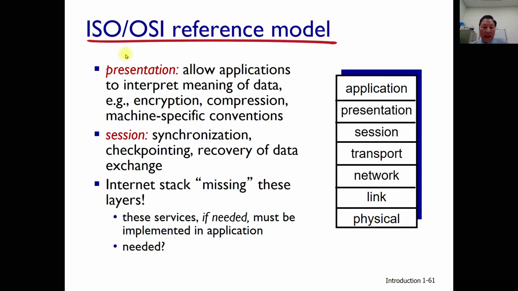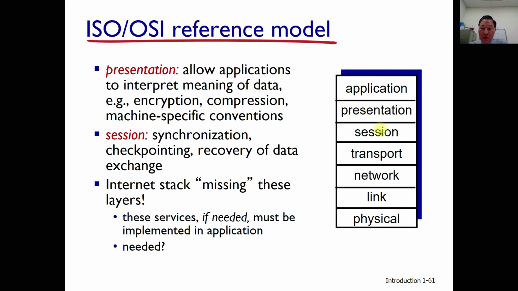Among many standard bodies, this is the International Organization for Standardization. This organization tries to make standards as an Open Systems Interconnection reference model that is 7 layers like this. Thus this is a 7-layered architecture. This is the OSI reference model.